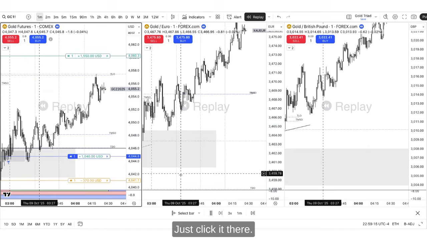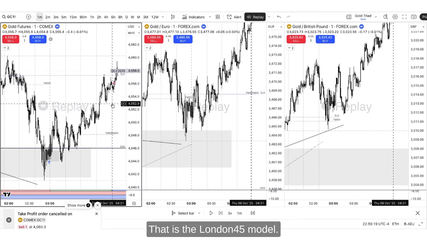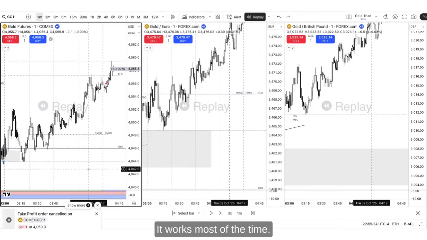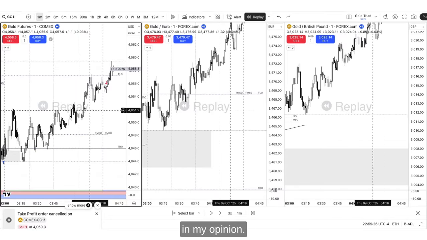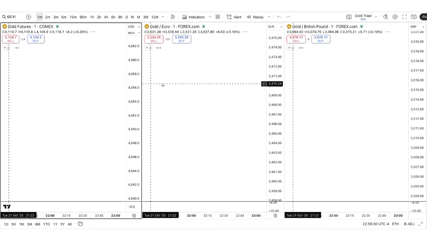Yeah, I'll just click it there. Yeah, so that's basically the model. That is the London45 model. It works most of the time. It's very low risk in my opinion, and I think it can be very useful for London traders.